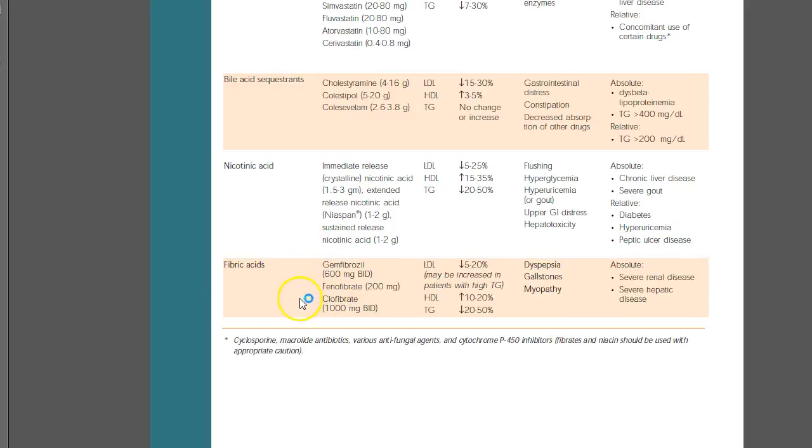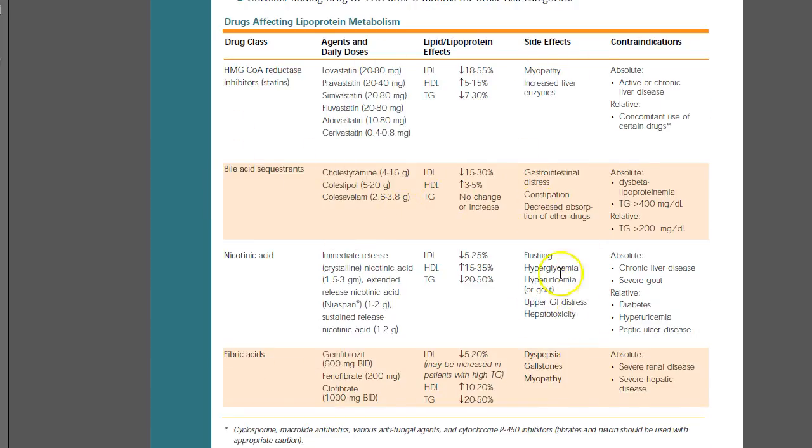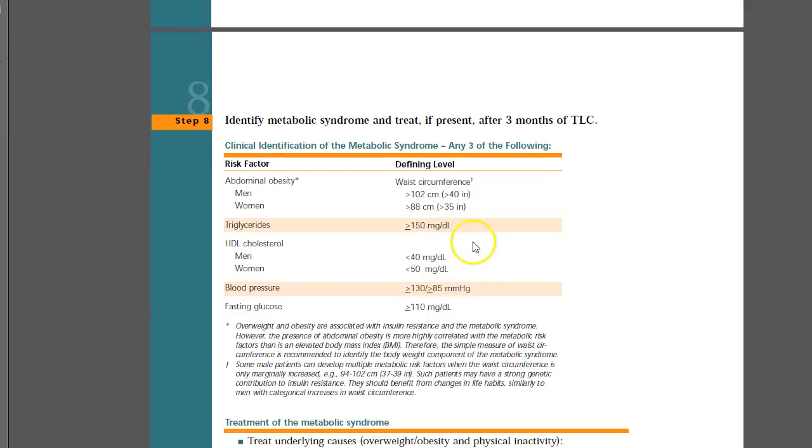These primarily work on triglycerides. You can see right here, big decrease with trigs, not so much in terms of your overall cholesterol. So anyway, know your classes here, and of course some of your side effects and contraindications. But I'm not going to hold you responsible for specific drugs and doses at this point.